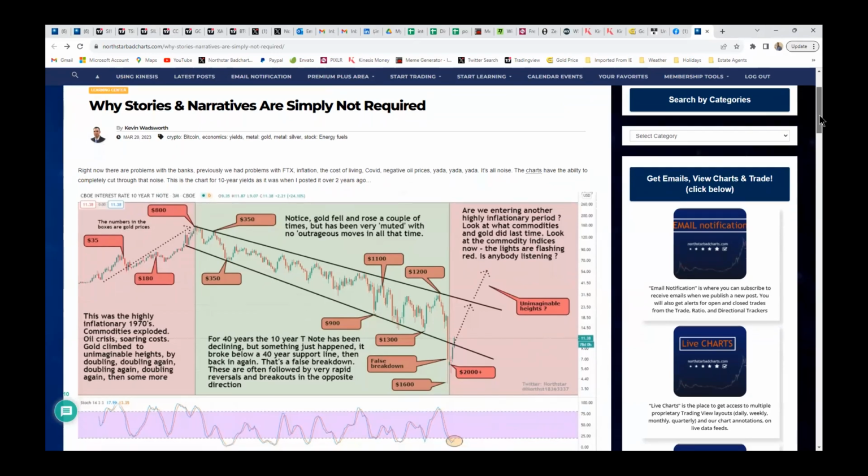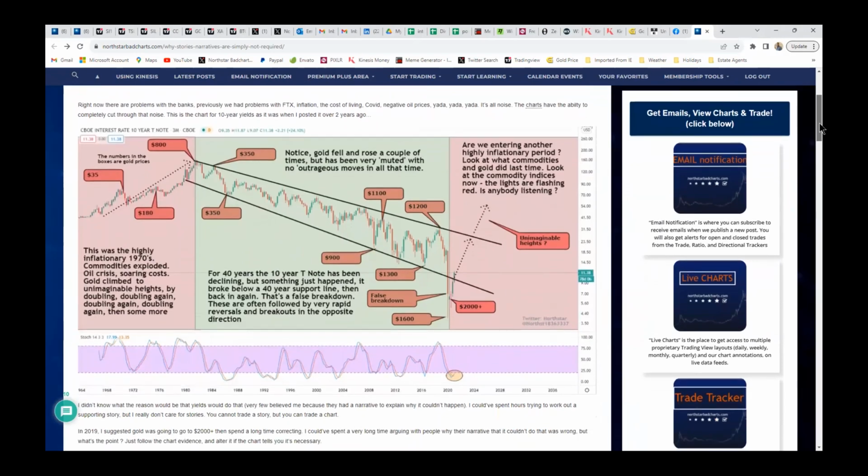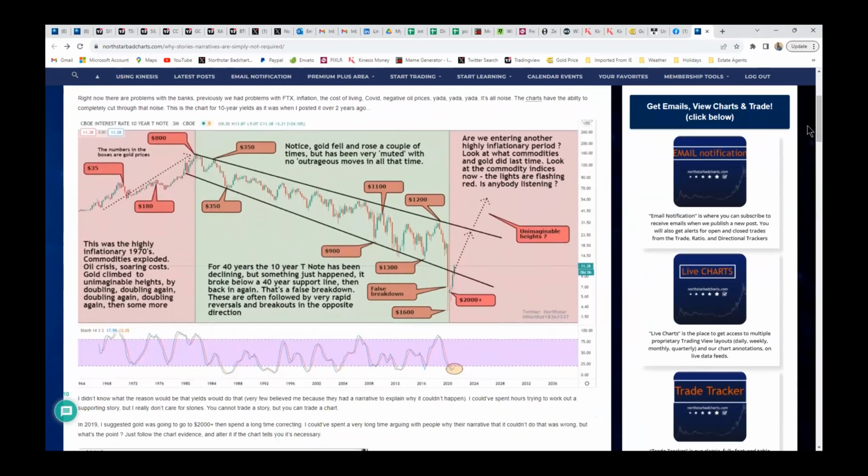So it says right now there are problems with banks and with cryptocurrencies, inflation, the cost of living, COVID, negative oil prices, and so on and so on. It's all noise. The charts have the ability to completely cut through that noise. This is the chart for the 10-year yields as it was when I posted it over 2 years ago. So this is the chart I put on Twitter well over 2 years ago now. And what it shows is a very clear technical analysis pattern.